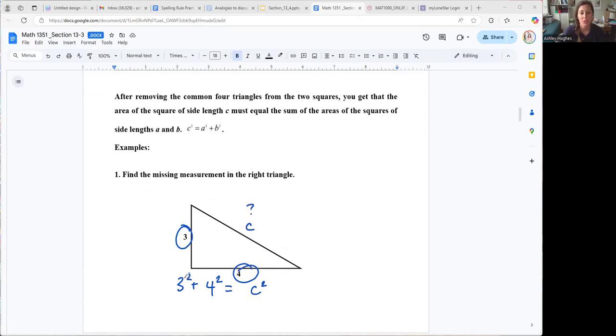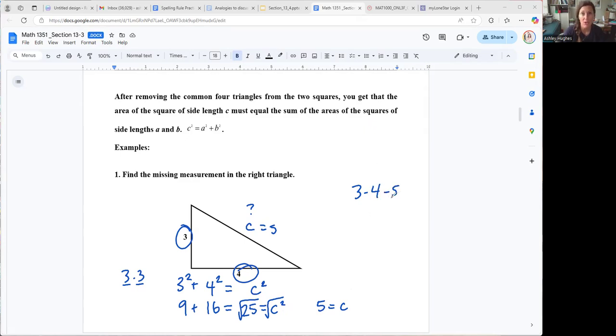3 squared, when you square something, that means you're multiplying it times itself. So 3 times 3, 3 taken 2 times, or 3 multiplied by itself is 9. And then 4 times 4 is 16, and that is equal to 25. That's c squared. And the square root of 25 is 5. So this is actually a really famous triple, 3, 4, 5. It's helpful to actually memorize this triple.